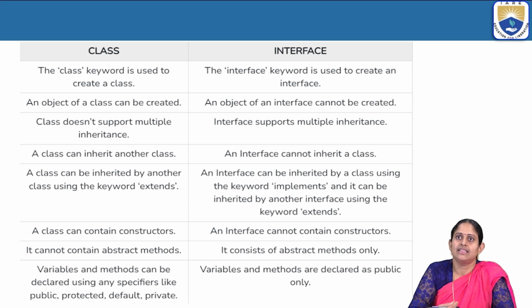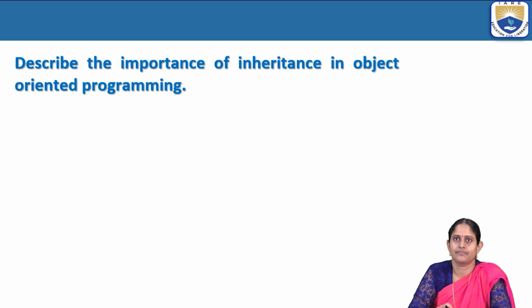Whereas in an interface, the interface keyword is used to create an interface. An object of an interface cannot be created. It supports multiple inheritance. An interface cannot inherit a class. An interface can be inherited by a class using the keyword implements, and it can be inherited by another interface using the keyword extends. An interface cannot contain a constructor. It consists of abstract methods only, and variables and methods are declared as public only. So these are the various differences between class and interface.